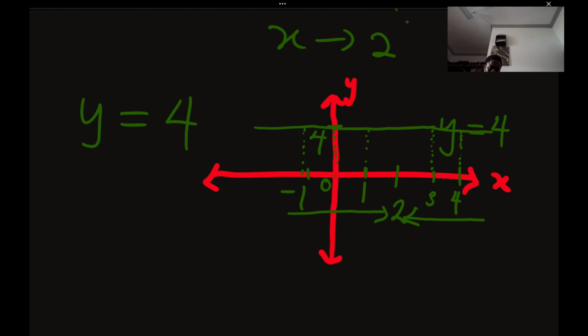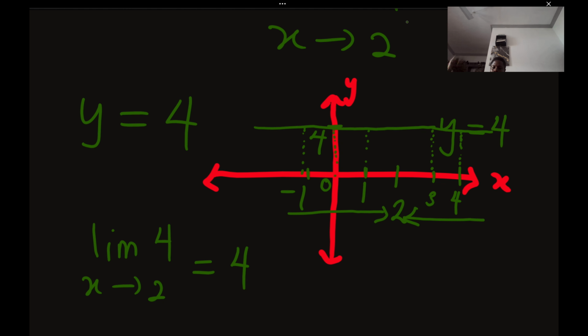So we conclude that the limit of 4 as x approaches 2 is still equal to 4. So this should tell you that anytime you have a constant function and you are finding its limit as its input approaches a certain number, the limit of that function is the same as the function. So the limit of, let's say, -6 as x approaches 2 will still be -6. The limit of, let's say, k.